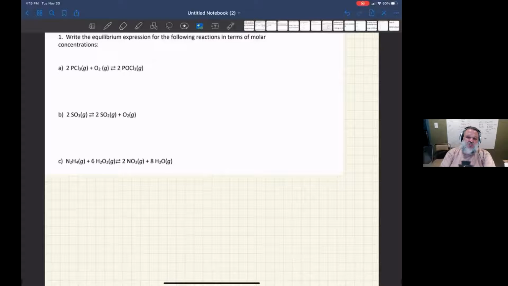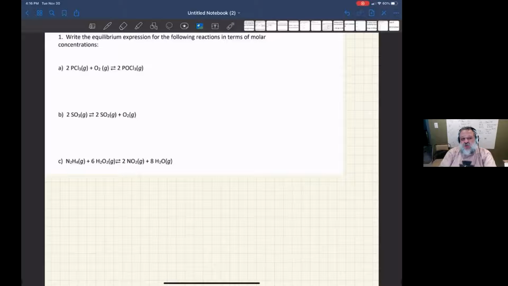But remember, the quotient, there's a special case of the quotient when the reaction is at equilibrium, and we call that quotient the equilibrium expression. And so they really are the same thing. They don't differ from each other unless the reaction is not at equilibrium.